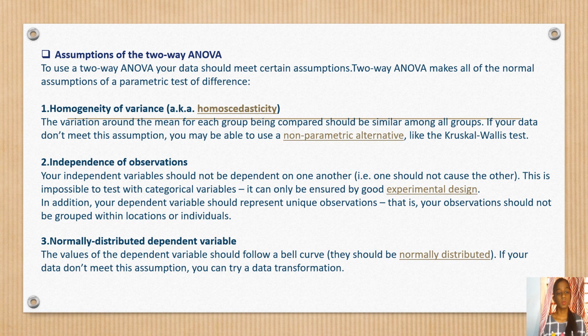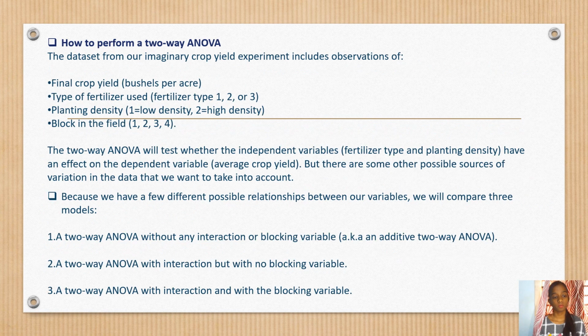Next is a normally distributed dependent variable. The values of the dependent variable should follow the bell curve. That means they should be normally distributed. If the data don't meet this assumption, you can try a data transformation.